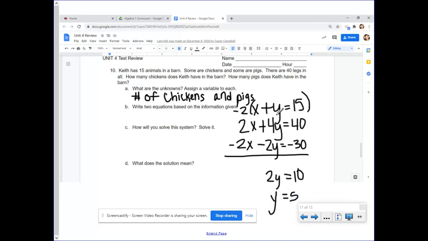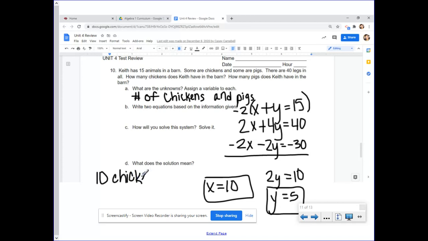I plug that back into my top equation. Something plus 5 gives me 15, so x equals 10. Now I have to figure out what that means. Did x stand for chickens or did y stand for chickens? Well, x stood for chickens, so we have 10 chickens, which would be a total of 20 legs. And 5 pigs, which would be another 20 legs, which we had a total of 40 legs. So that's just me checking my work in my head, making sure everything was okay. And that's my answer.